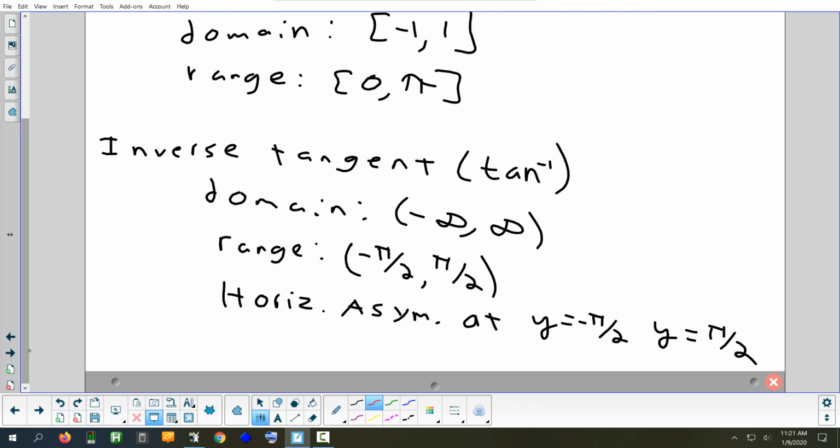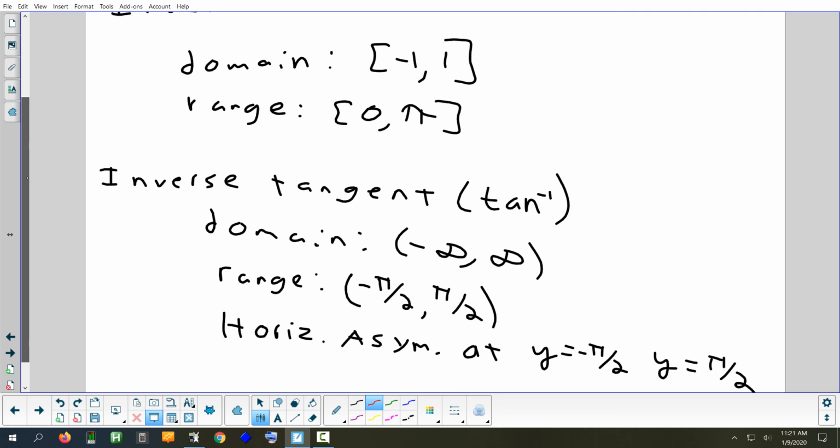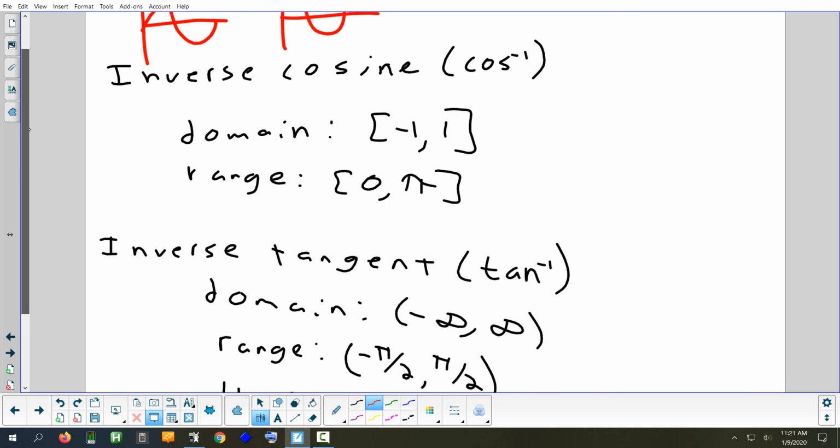Okay? Now, the whole reason why I'm showing you what the domain and range are is because we're going to look at transformations. So if I say to you, all right, take inverse cosine and shift it up 1. Tell me what the new range would be. Well, if you don't know the original range, you're not going to be able to figure out the new one. Okay? So you're going to need those for what we do in a second.